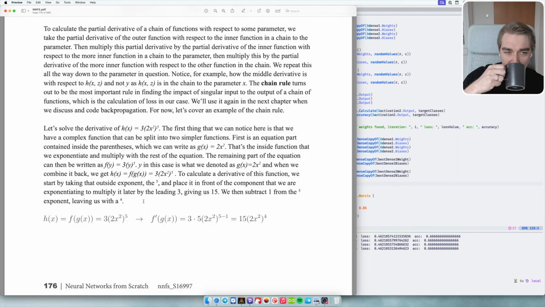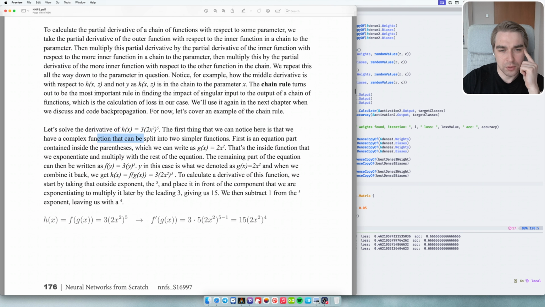Let's solve the derivative for this one. The first thing that we can notice here is that we have a complete function that can be split into two simpler functions.